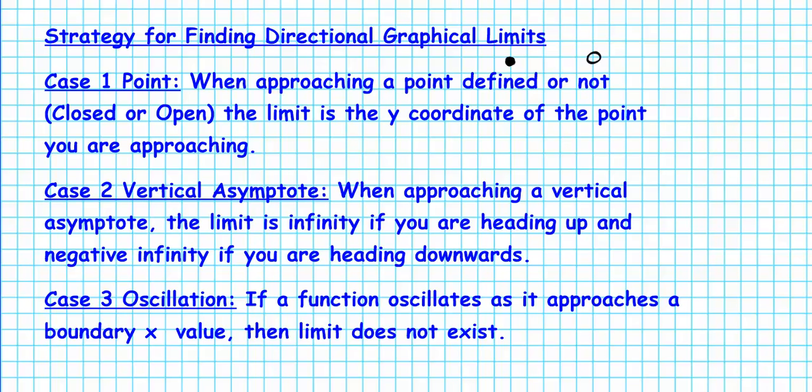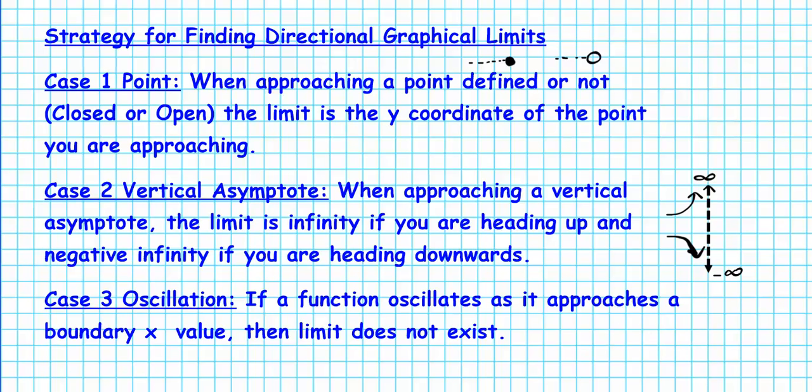So if you're approaching a point, whether defined or not, the limit is normally the y-coordinate of that point that you're approaching. So just simply trace the points to the y-axis, and then whatever the y-coordinate is, that's going to be your limit. Case two, you could be approaching a vertical asymptote, okay? In that case, your limit is either going to be plus or minus infinity. If you're heading towards the upward direction as you approach that vertical asymptote, your limit will be infinity. If you're heading downwards, then your limit will be negative infinity.